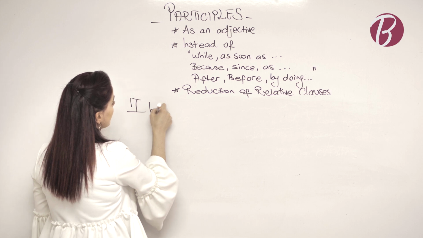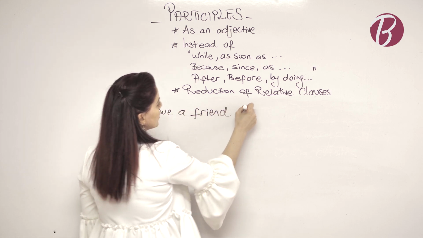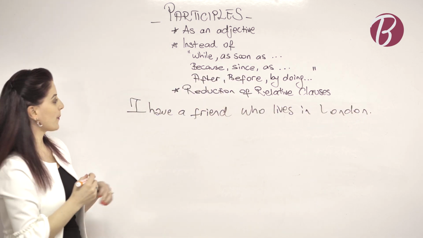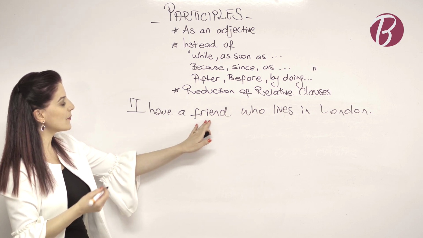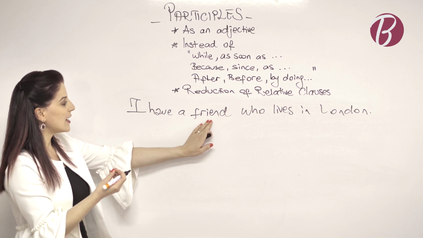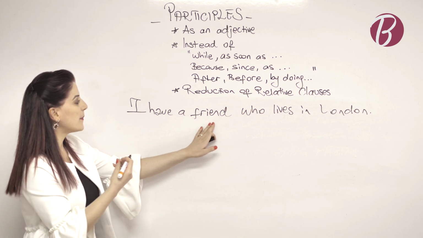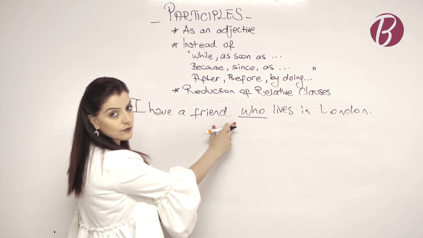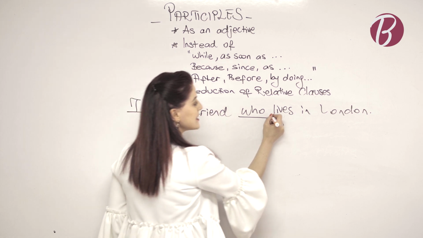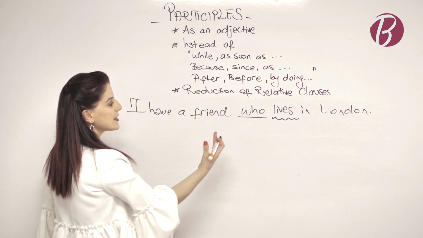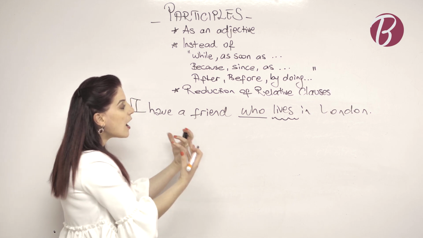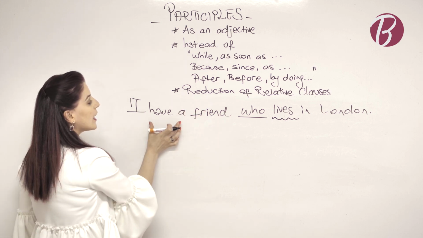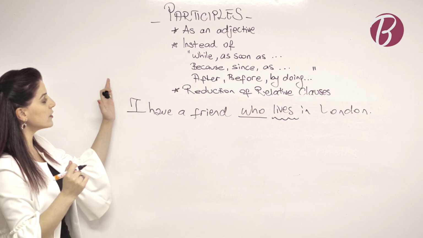Let's see. I have a friend who lives in London. So, in this sentence, as you can see clearly, I am giving information about her, about her feature, and I'm putting this relative pronoun after this noun to describe her. What is the feature of her? How do I describe her? The action is here, live. This is the verb. I have a friend who lives in London. This is our relative clause.